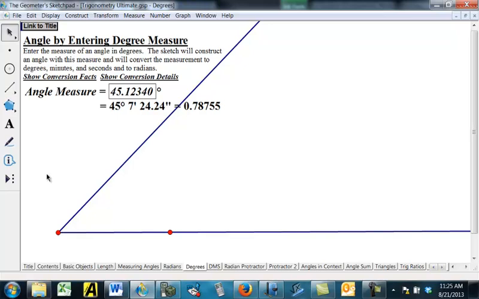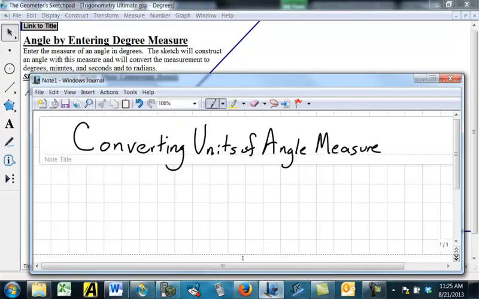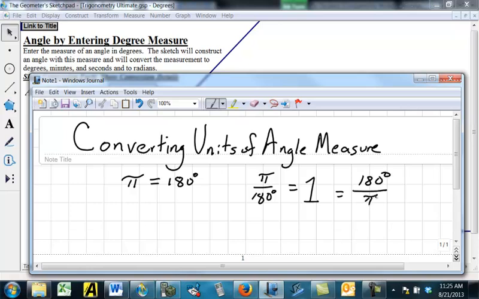Okay, so how can we do some conversions? Suppose we start with degrees. One of our basic conversion factors is that, since pi is equal to 180 degrees, the fraction pi over 180 degrees is equal to 1, or 180 degrees over pi is also equal to 1. That's pi radians, but remember, radians aren't an actual unit, so we don't write any units on that.